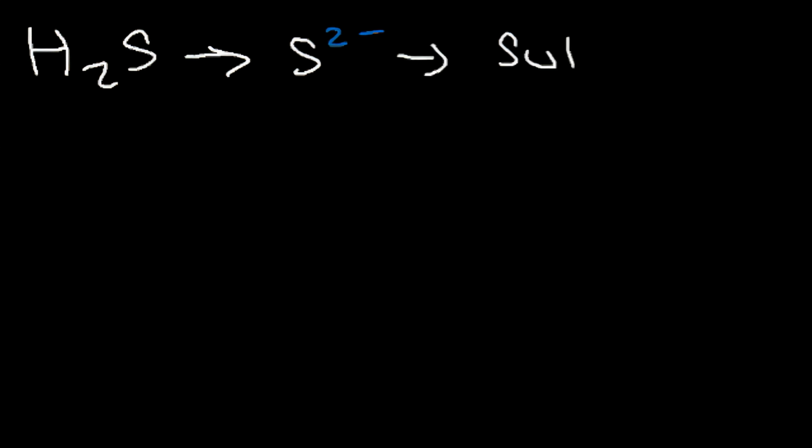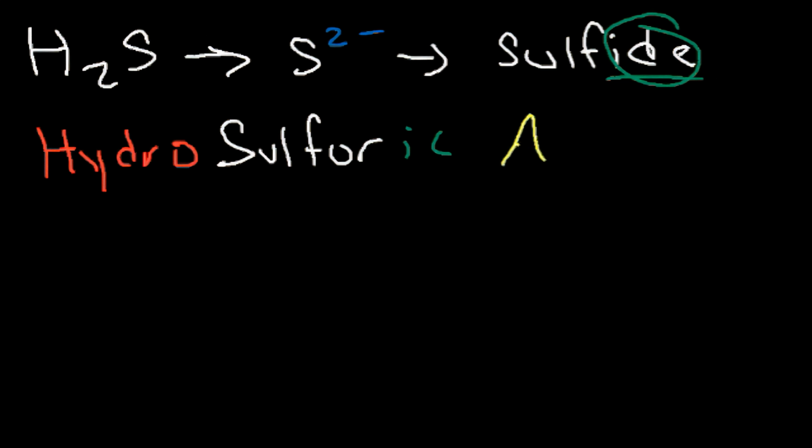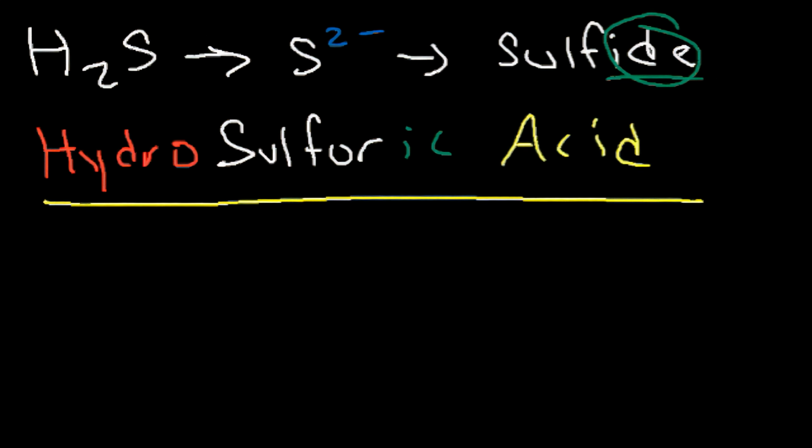Now what about H2S? S2 minus is a monatomic ion, and it's called sulfide. So it has the IDE suffix. Before we write the element sulfur, we need to put the prefix hydro, and then let's write the element sulfur, and then let's replace "ide" with the suffix "ic", and then add the word acid. So this is called hydrosulfuric acid.